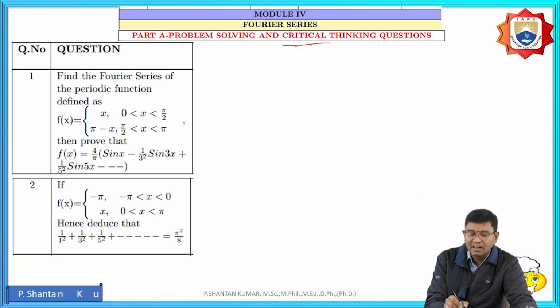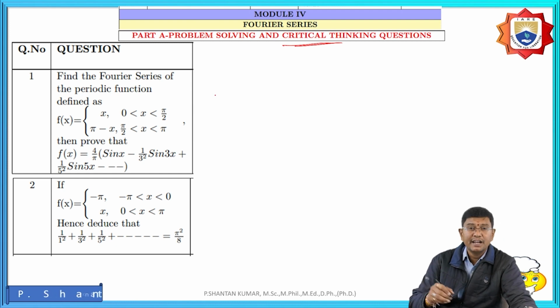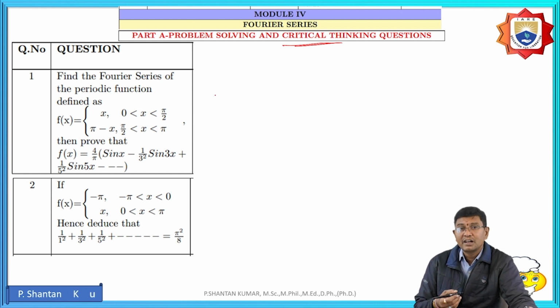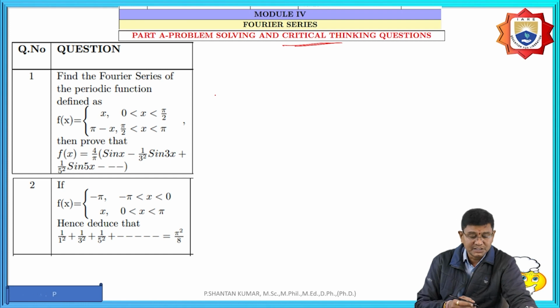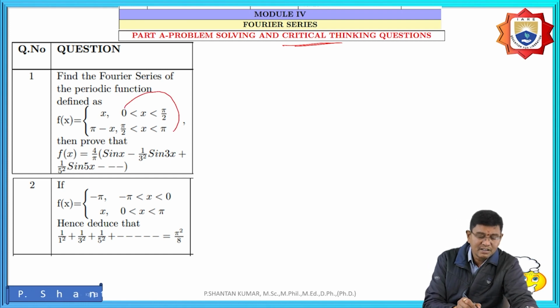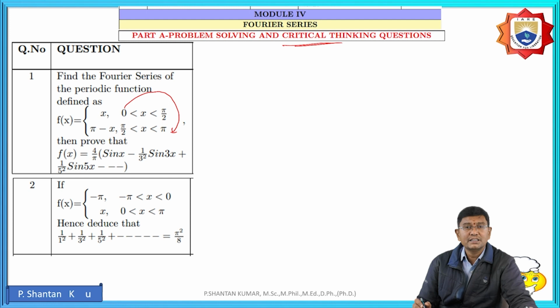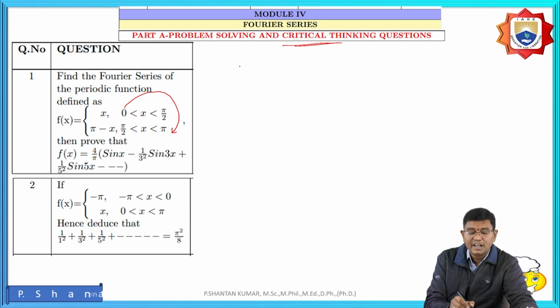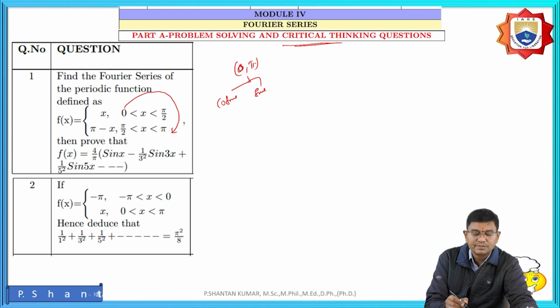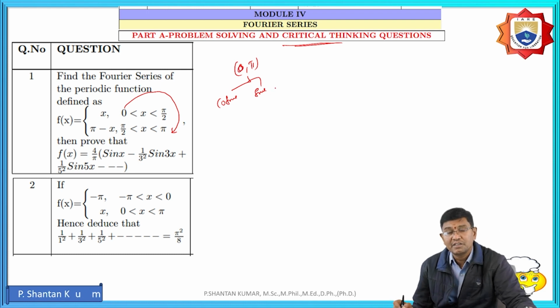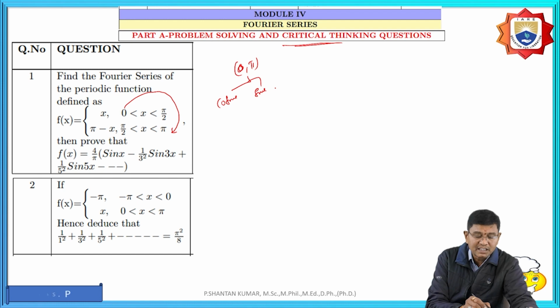Here the problem is under critical thinking. First we need to observe, for any problem, what limits and conditions are given. Here the limits are 0 to pi: the starting limit is 0 and the upper limit is pi. That means for 0 to pi we keep two conditions in mind, either the cosine series or the sine series. What is the series given? In this problem, they are asking to find the Fourier series only.